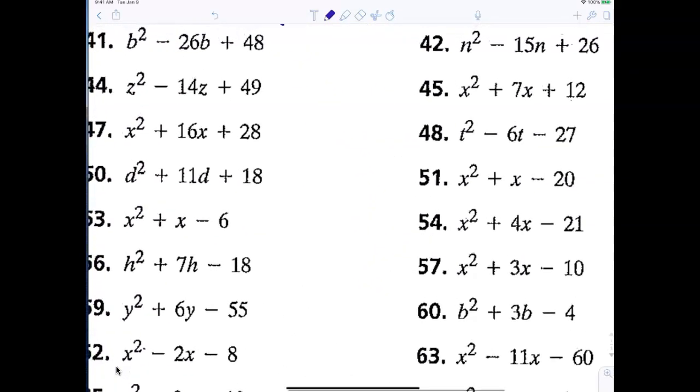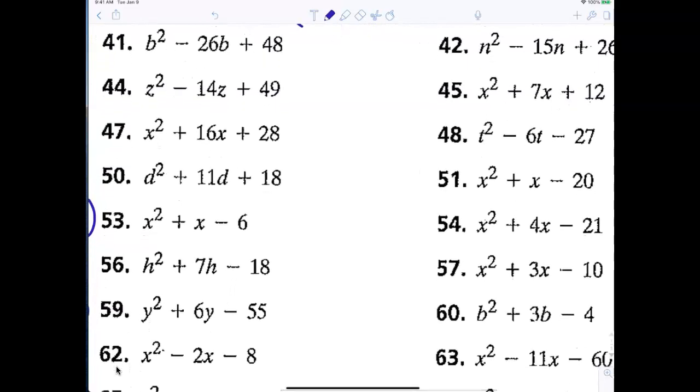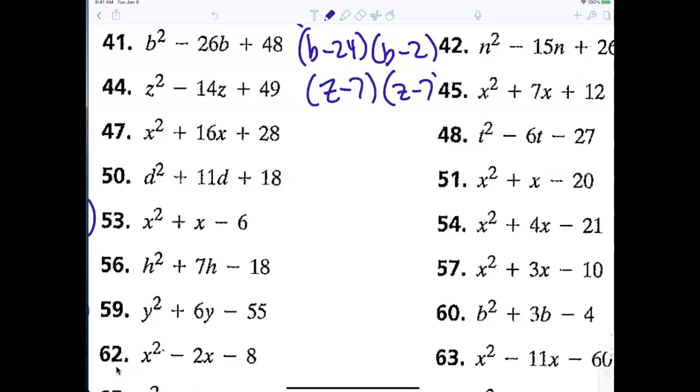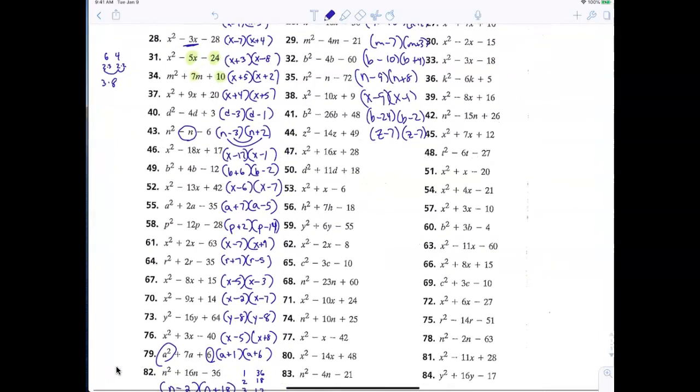Yeah, if you know the factors, 48 is kind of a hard one, all right? But you have to know that's B minus 24, B minus 2, Z minus 7, Z minus 7. If you know the factors, you see the patterns, it's not that difficult. You got to do the problems, though. You got to see them. Eventually, if you do them all, they will be easy.